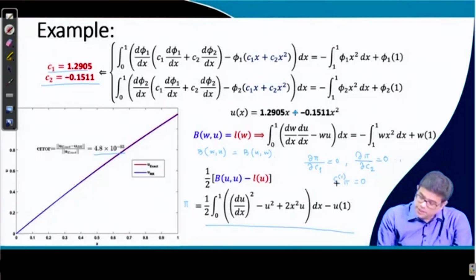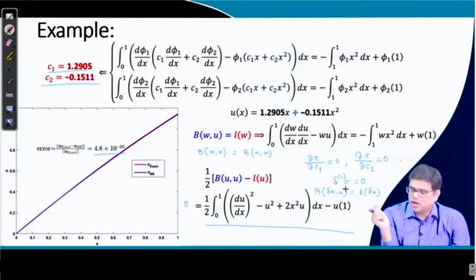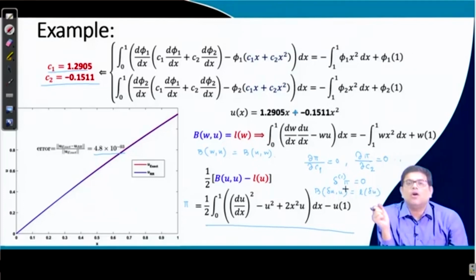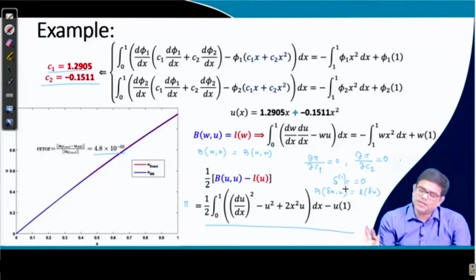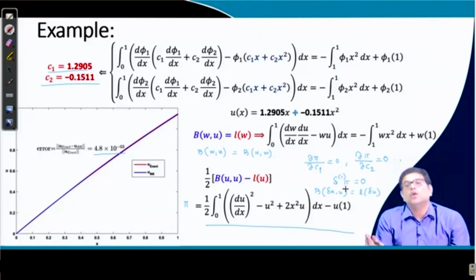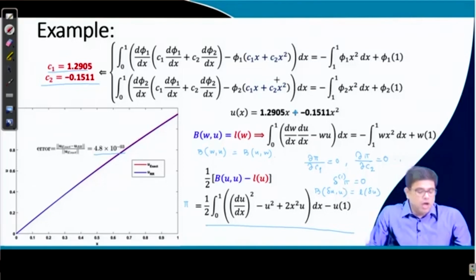So this we have already discussed. This is the weak form, B of w comma u equals L of delta u. Now this will lead to the same solution. So from the energy minimization concept, we can see it as an energy minimization.